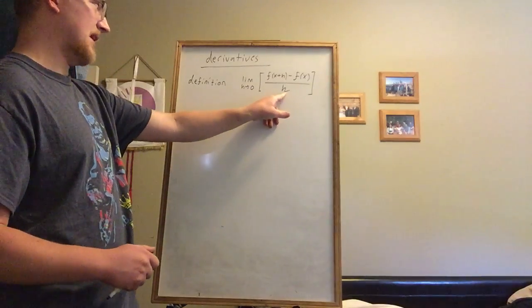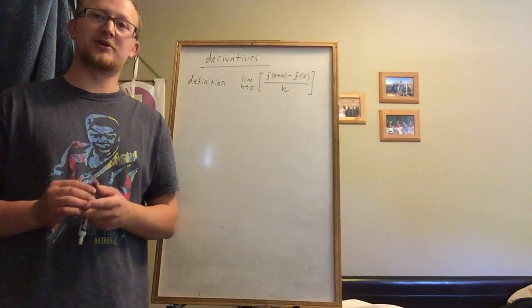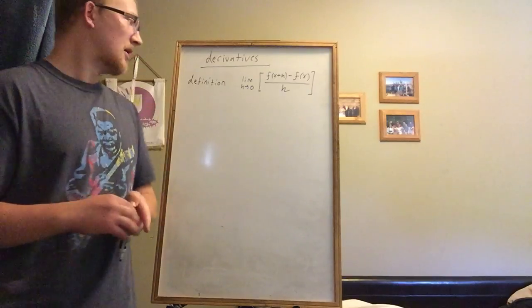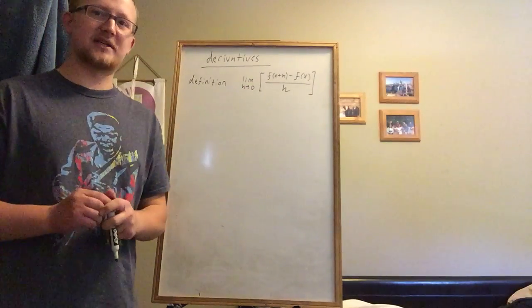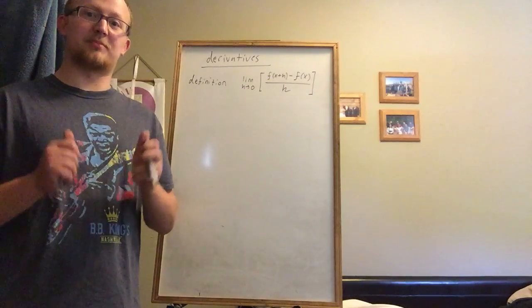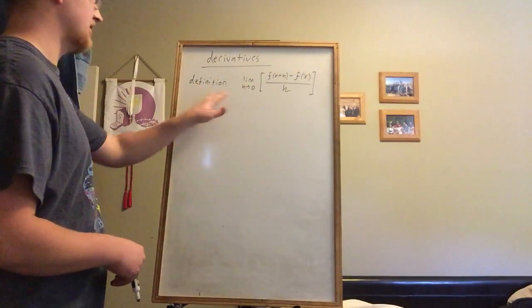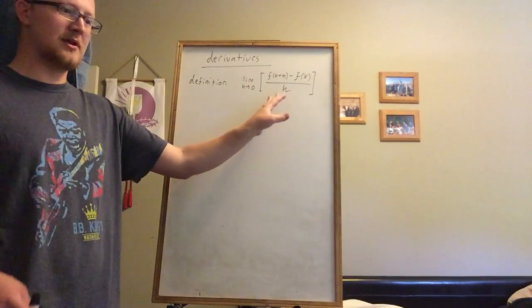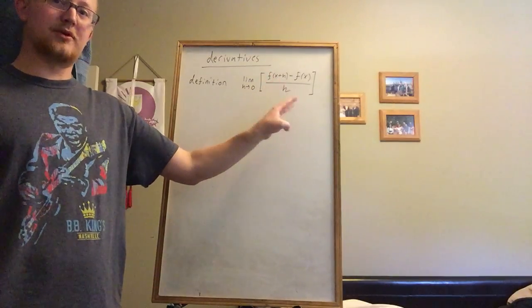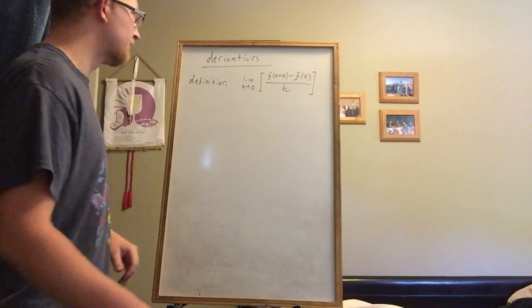So if h is any actual number, then we're just looking at an approximation. But as h approaches 0, the approximation approaches perfection. So this is the definition, you could call it. This is the thing that proves what a derivative is.